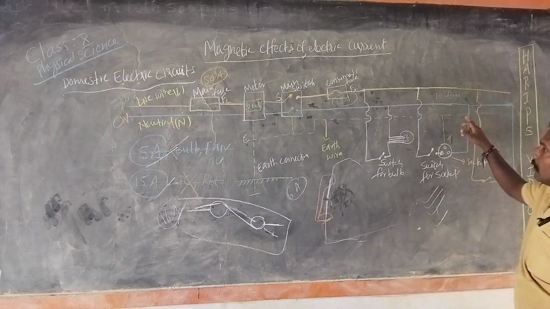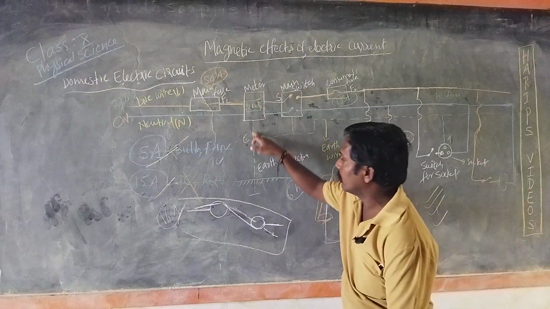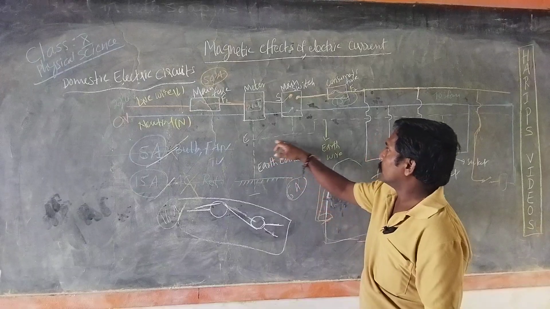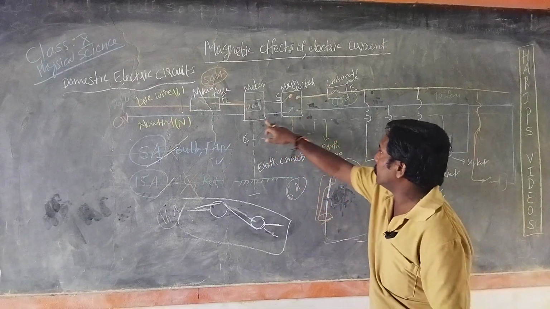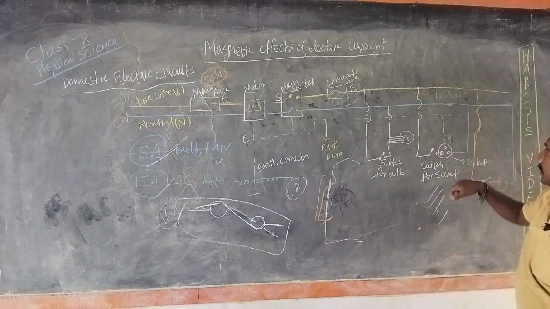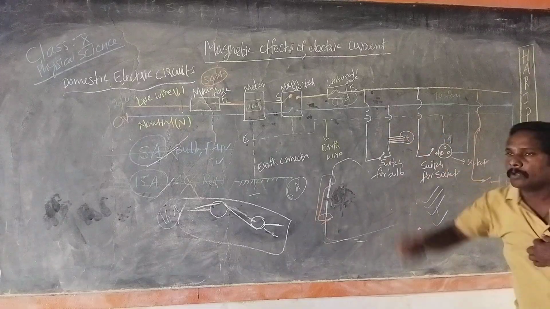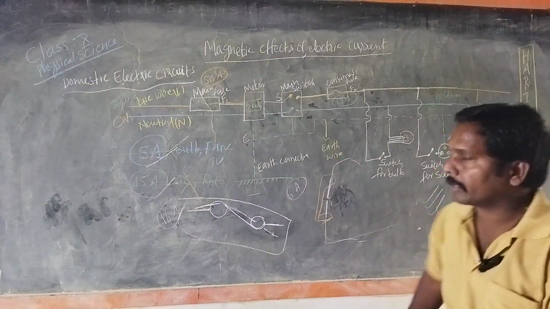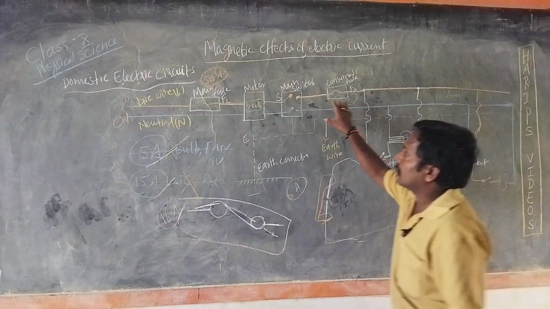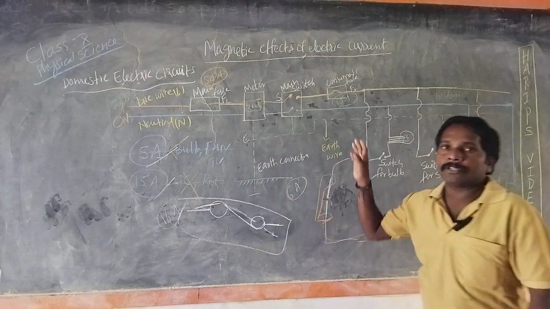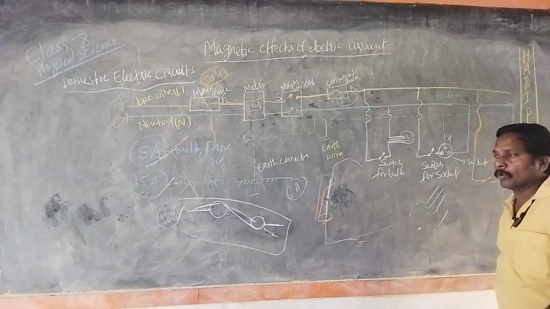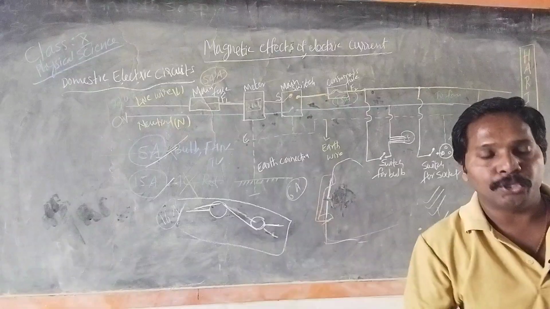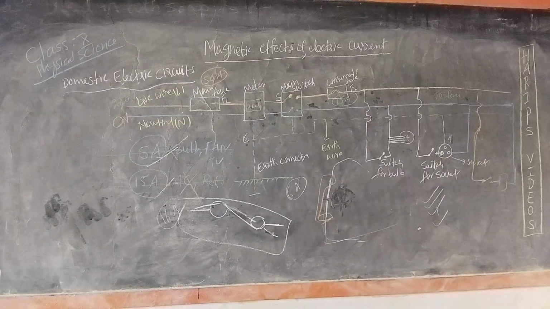And we also give one more wire connection, called the earth wire. From the main switch, from the meter, from different electrical appliances, from the socket also, we give the earthing wire. This earthing wire protects us from electrical shock. These fuses are arranged to avoid short circuit and overloading. This is about domestic electric circuits.